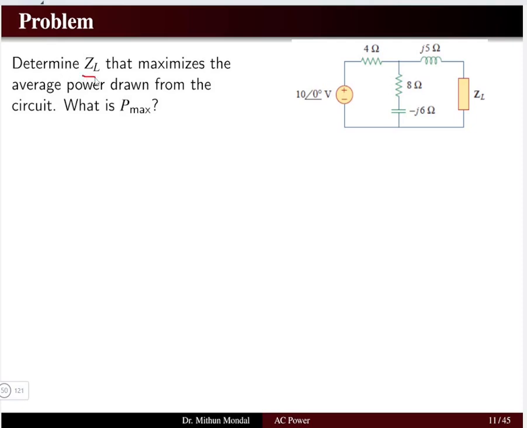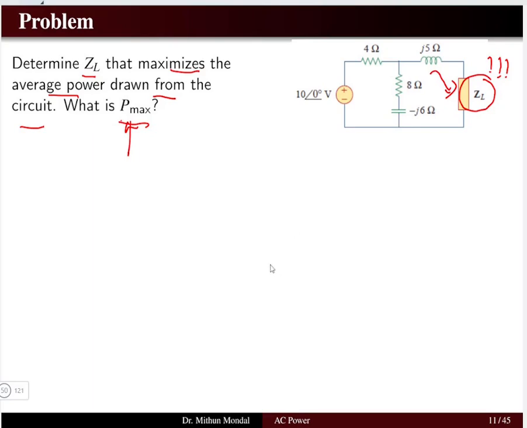Determine the load impedance ZL that maximizes the average power drawn from the circuit. So what is this value of ZL that will give me the maximum power transferred from the source to the load? And what is the value of that maximum power that we have to calculate?